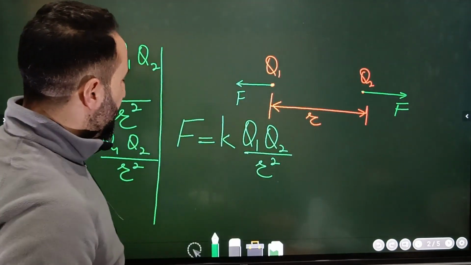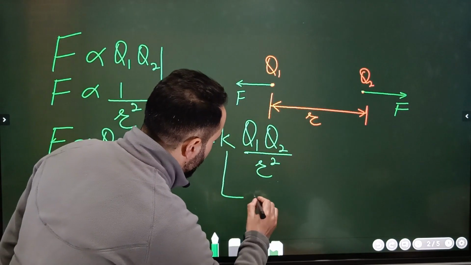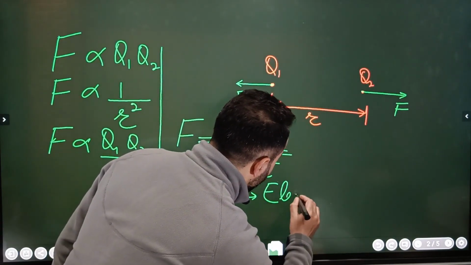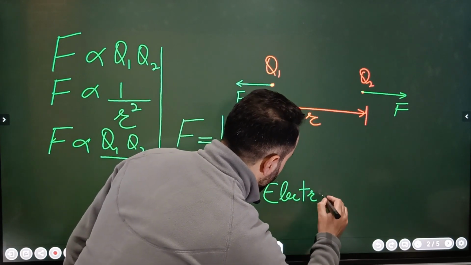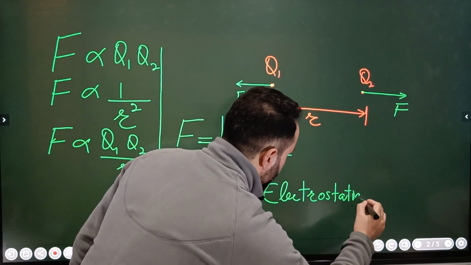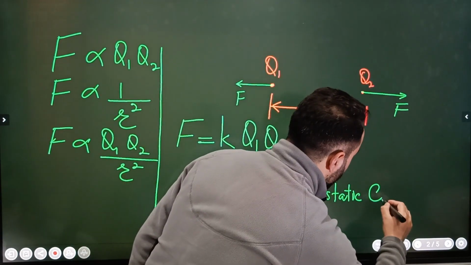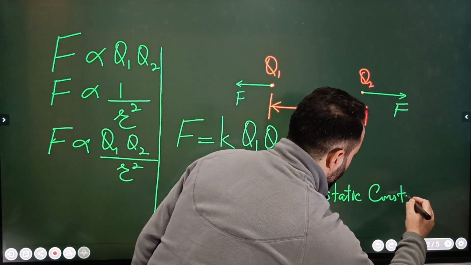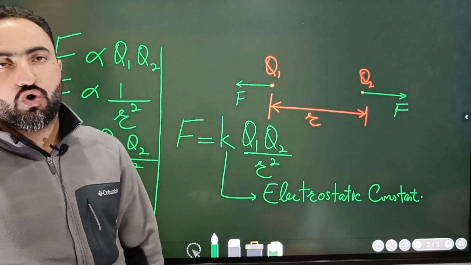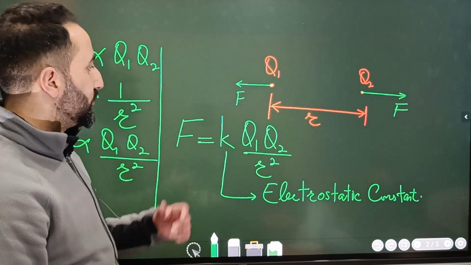Okay? Now what is this K called? This K is called the electrostatic constant. So let me write it here. This K is called the electrostatic constant. Electrostatic constant. Like in gravitation, we have the gravitational constant, the universal gravitational constant. So in electrostatics, we have this electrostatic constant.